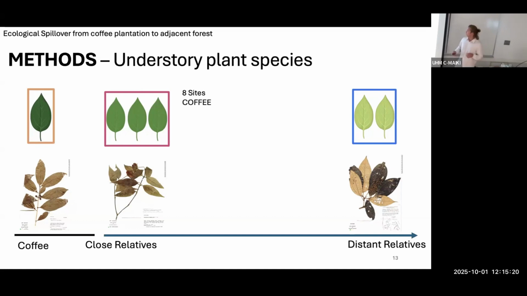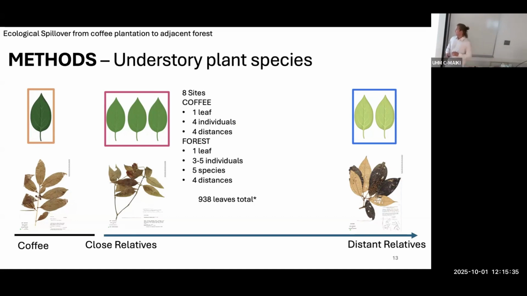But anyway, to summarize, we had 1 leaf per 4 individual coffee plants at our 4 distances, and then in the forest, we had 1 leaf by 3 to 5 individuals, depending on what we could find, of these 5 different species at our 4 distances, totaling essentially 938 leaves that I was taking pictures of and working with.